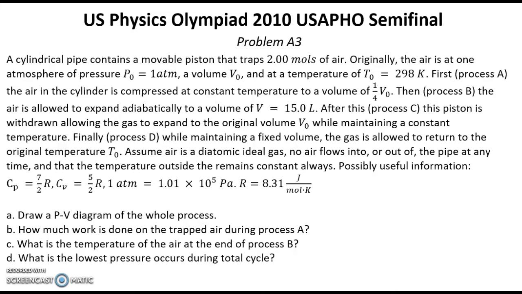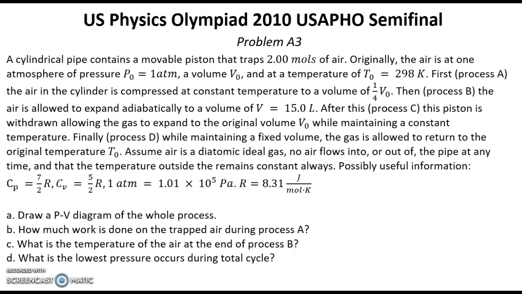No air flows into or out of the pipe at any time, and the temperature outside remains constant always. Possibly useful information: Cp equal 7/2 R, Cv equal 5/2 R, 1 atmosphere equal 1.01 times 10⁵ Pascal, R equal 8.31 joules per mole Kelvin.